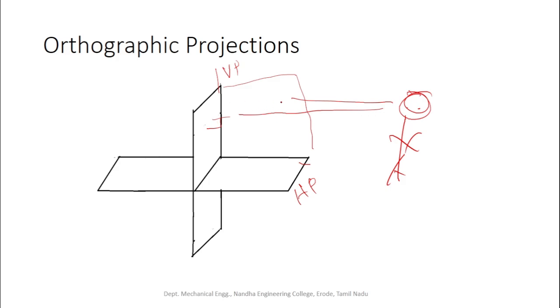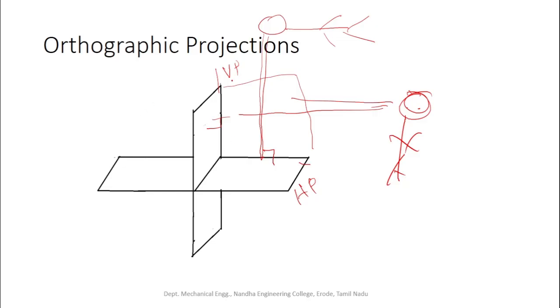Here the position of the observer is to view the object in the front view. The front view will be projected on the vertical plane, so the rays coming out from the observer's eyes are perpendicular to the vertical plane. To draw the top view, the observer's position is here. The top view will be projected on the horizontal plane, so the rays coming out from the observer's eyes are perpendicular to the horizontal plane. In general, in orthographic projection, the rays coming out from the observer's eyes are perpendicular to the plane on which it is projected.